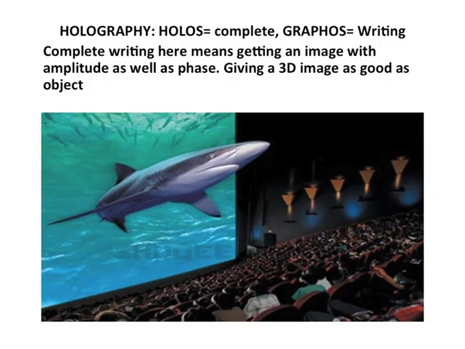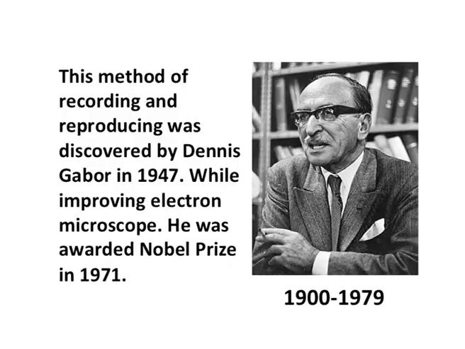Hello students, we are going to have a lesson on holography. This unit is there in your optics semester 4. We know the meaning of holography. In Greek, holos means complete, graphos means writing, holography means complete writing. Here complete writing means getting an image with amplitude as well as phase, which gives a 3D image as good as the object.